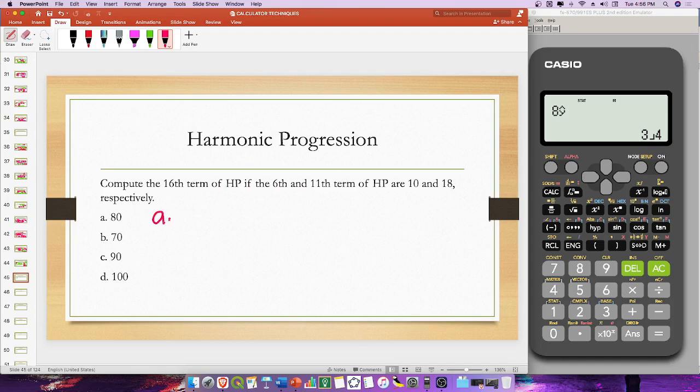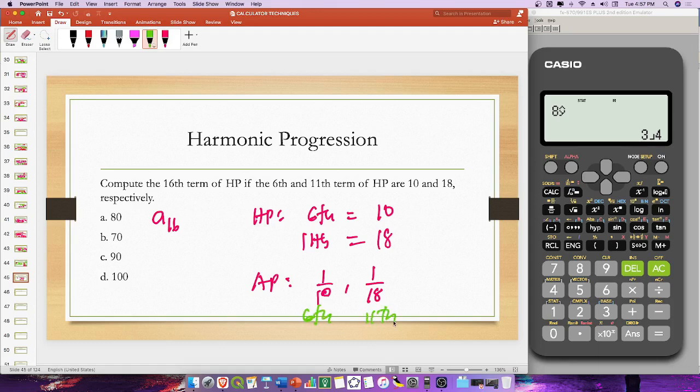We will compute the 16th term of HP given the progression, the 6th term and the 11th term. 6th term is equal to 10. 11th term is equal to 18, respectively. So meaning to say, when you convert that to AP, this is 1 over 10 and 1 over 18, right? 1 over 10 and 1 over 18, respectively. That is the 6th term and the 11th term. So, using the table, you can write this as 6 and 11. This is 10 and 18.